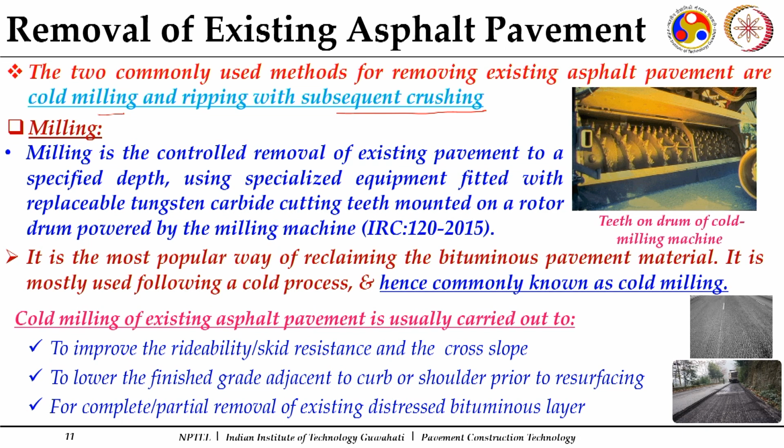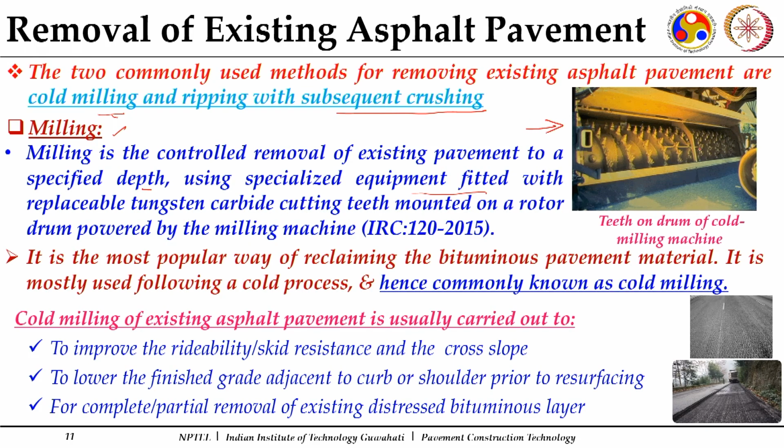So we will discuss these two methods, milling as well as the ripping and subsequent crushing. Milling is the controlled removal of the existing pavement to a specified depth using specialized equipment. That specialized equipment we call a milling machine, fitted with replaceable tungsten carbide cutting teeth. This is a picture of that particular milling machine.